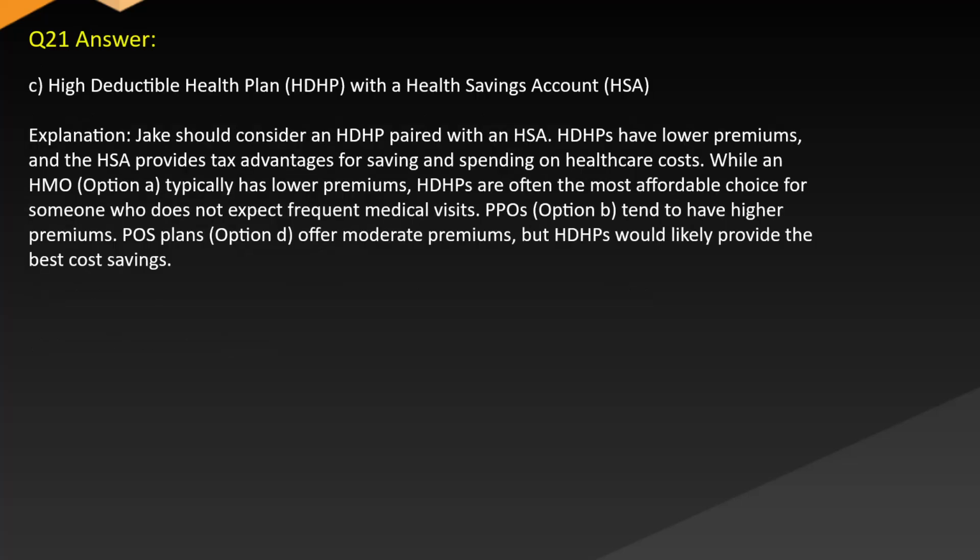Answer. C. High deductible health plan with a health savings account, HSA. Explanation. Jake should consider an HDHP paired with an HSA, which has low premiums, and the HSA provides tax advantages for saving and spending on healthcare costs, while an HMO, option A, typically has low premiums. HSAs are often the most affordable choice for someone who does not expect frequent medical visits. PPOs, option B, tend to have higher premiums. POS plans, option D, offer moderate premiums. HSAs would likely provide the best cost savings.